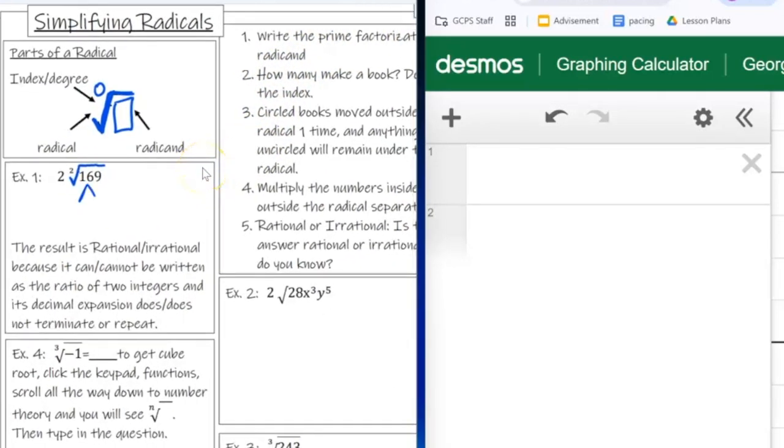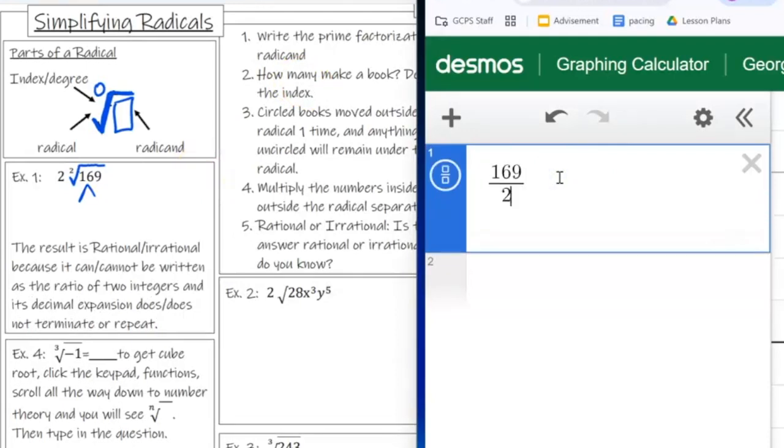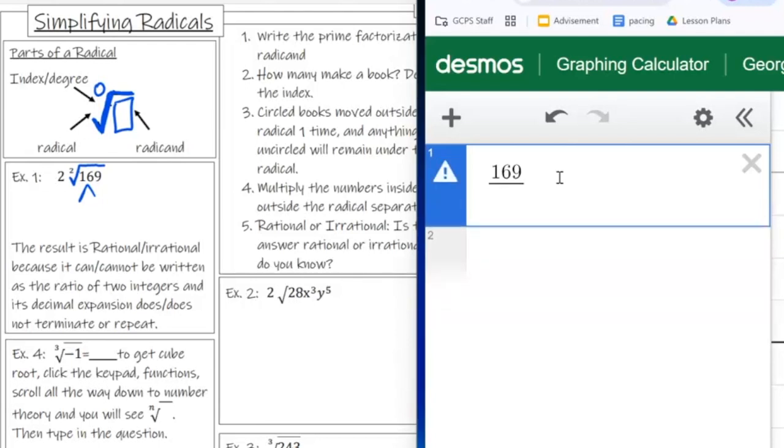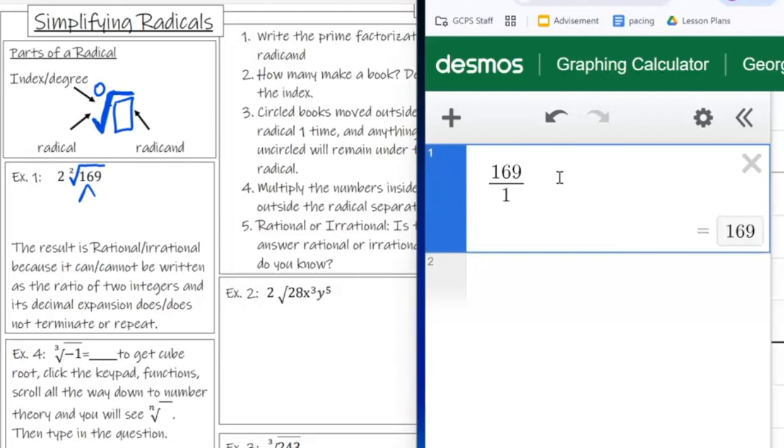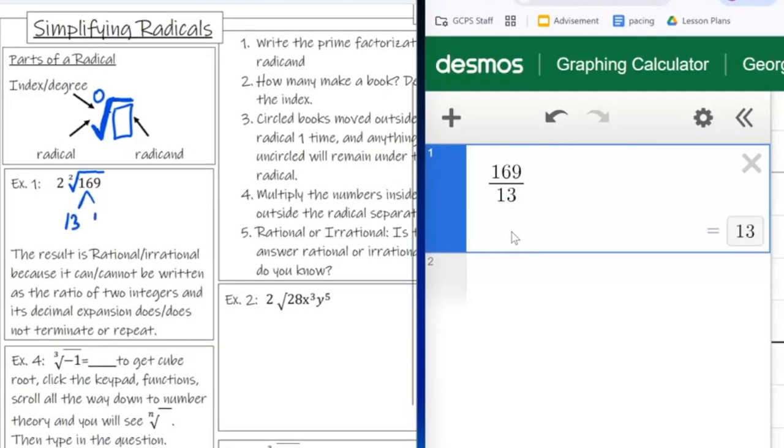So we need to break 169 down by checking our prime numbers. 2 doesn't work, 3 doesn't work, 5 doesn't work, 7 doesn't work, 11 doesn't work. 13 works. So 13 times 13. And because 13 is also prime, you don't need to go any further.